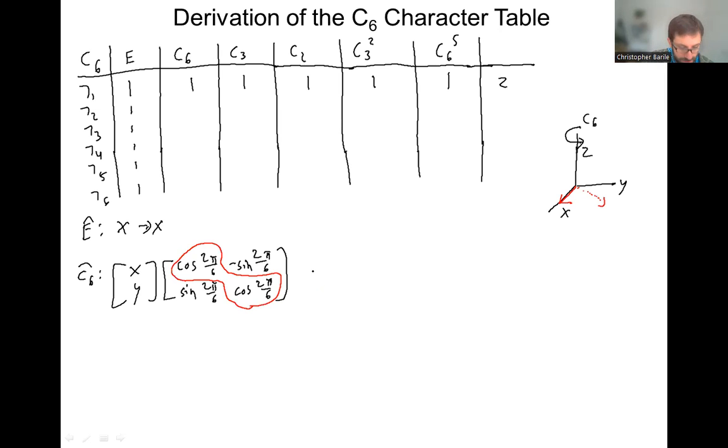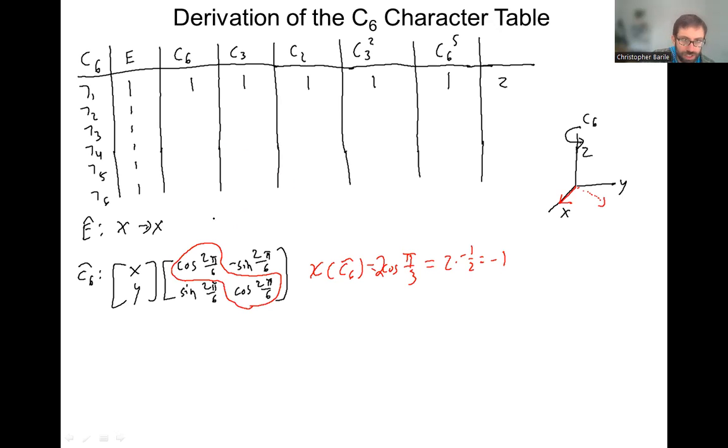which is what that's equal to. So chi of the C6 operation, I'm just going to write 2 cosine pi over 3, simplifying that to pi over 3, and we have two of them. Well, what is cosine pi over 3? Cosine of pi over 3 is negative 1/2. So we have 2 times negative 1/2, which equals negative 1.